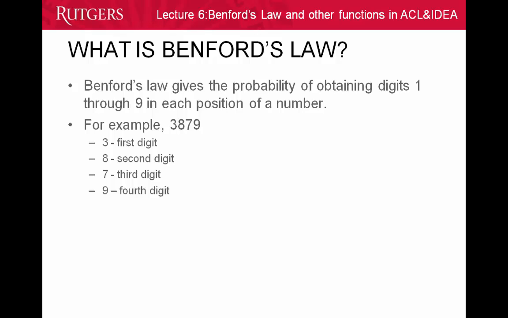So what exactly is Benford's Law? Benford's Law gives the probability of obtaining digits 1 through 9 in each position of a number. What is the position of a number? Well, let me illustrate it with a simple example. For 3,879, the number on the first digit is 3, on the second digit it's 8, on the third digit it's 7, and on the fourth digit it's 9.